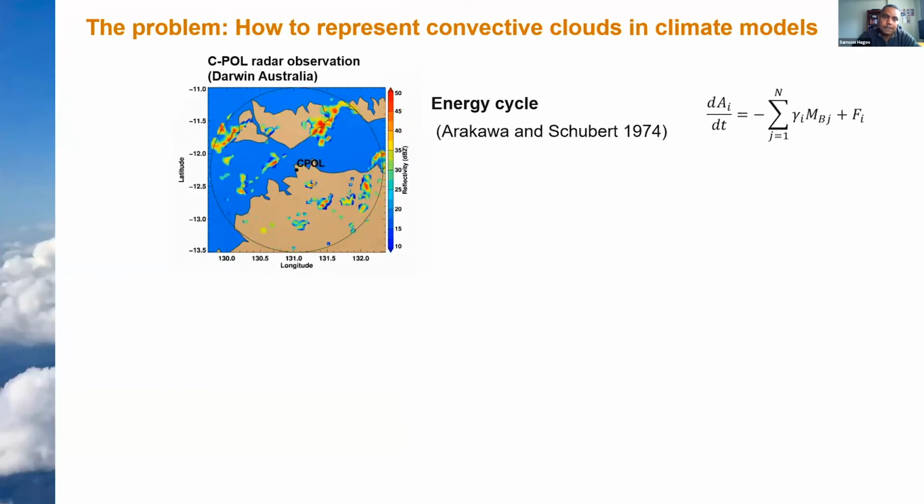So the general conceptual model that has been used to represent convection in climate models is based on Arakawa and Schubert. And the main idea is you have forcing that initiates convection, and the convection results in mass flux that sort of dumps or responds to that forcing. So the imbalance between the forcing and the mass flux is what's driving the population dynamics.